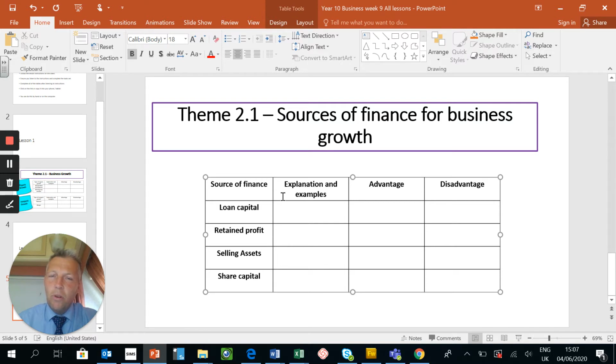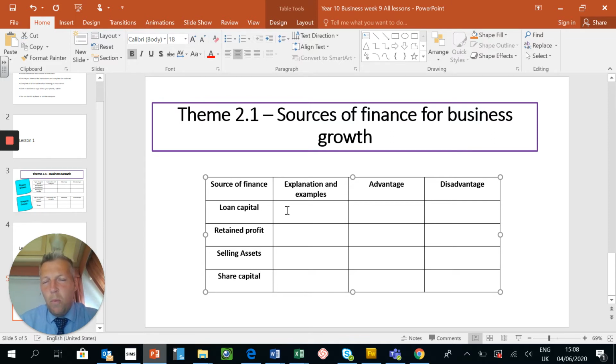We're going to look at loan capital, retained profit, selling assets, and share capital. So from these 4, the first task is obviously, as we did in the previous lesson, to give an explanation and a potential example of what it means to take, or what you could use that source of finance for. Okay, so you've got loan capital.